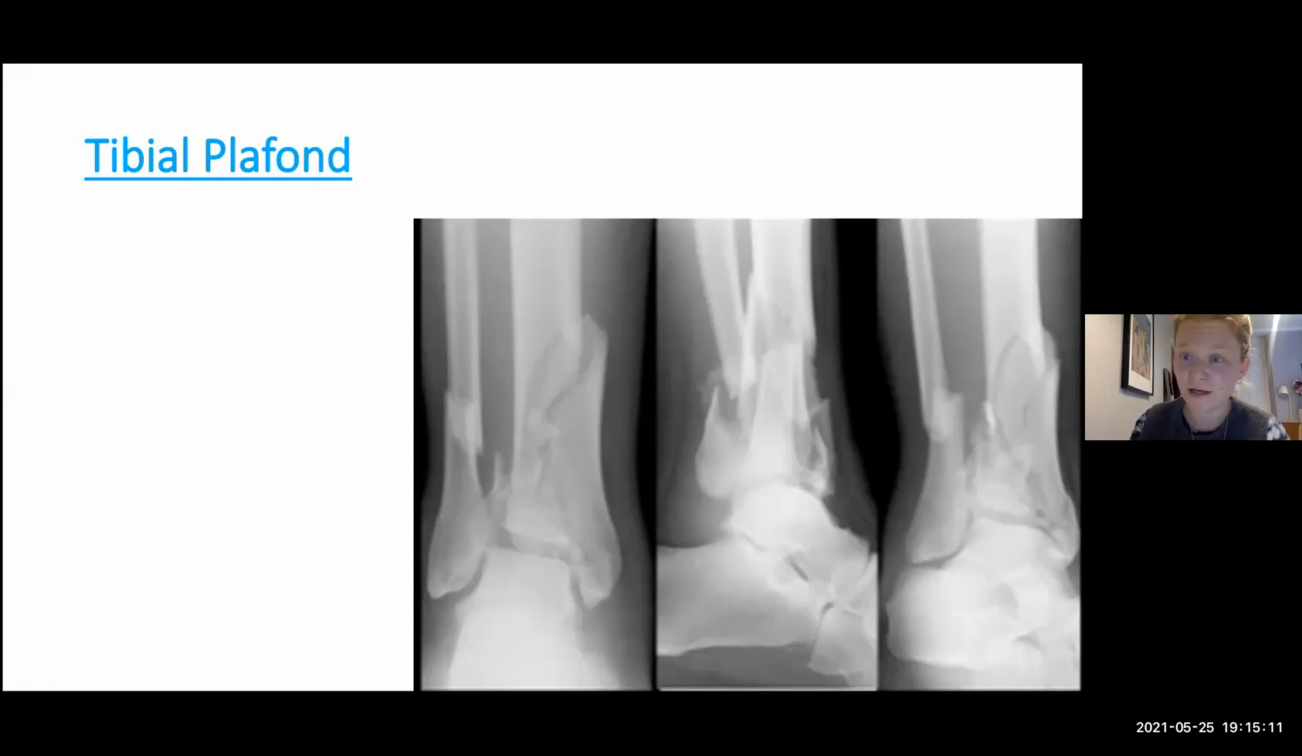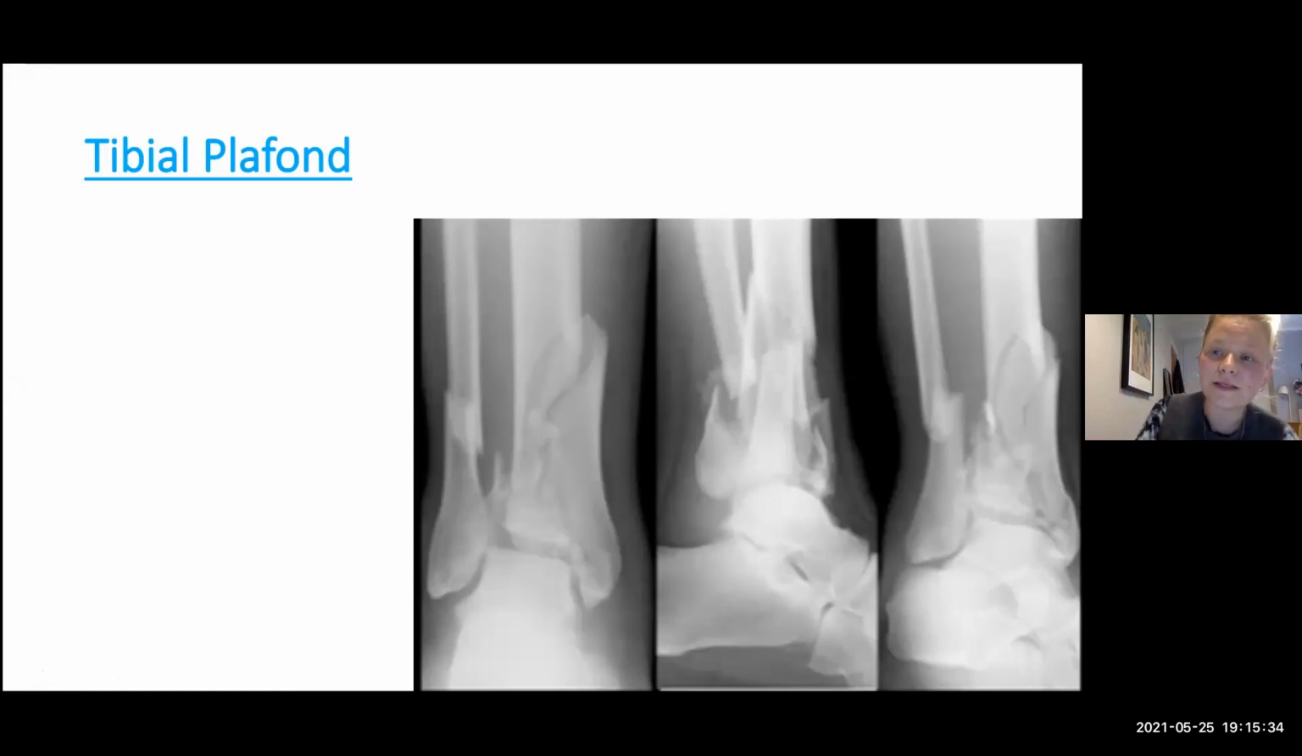So we've got initial imaging, but most likely this is not satisfactory. What you can see here is there's a significant disruption to the articular surface. So we can see that there's a fracture here, as well as fractures here, which has separated the fibula from the talus appropriately.